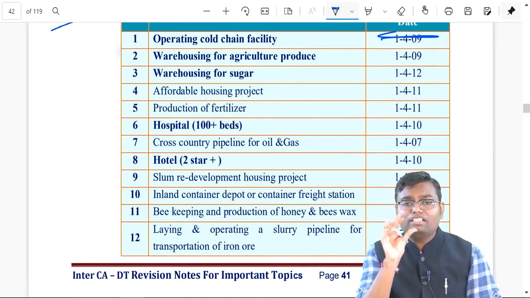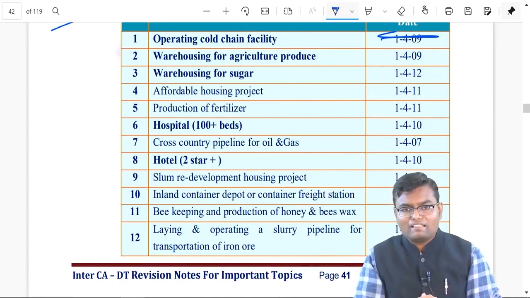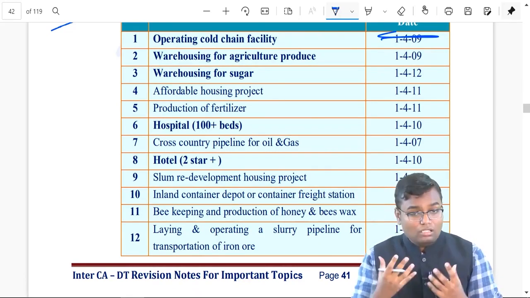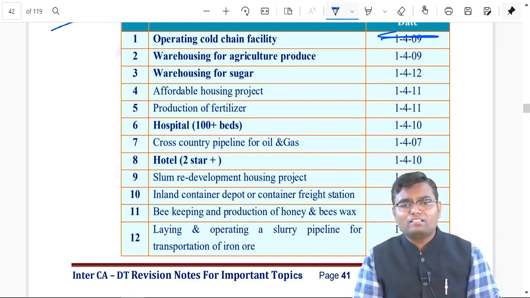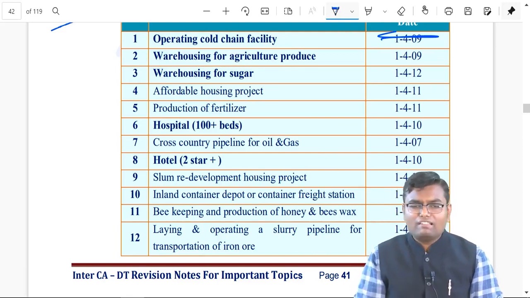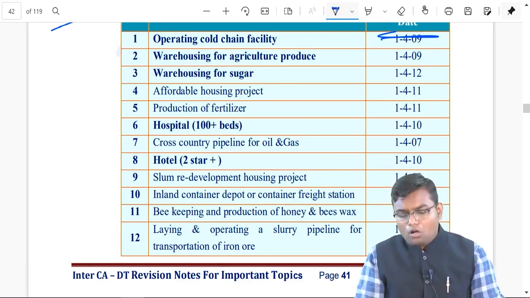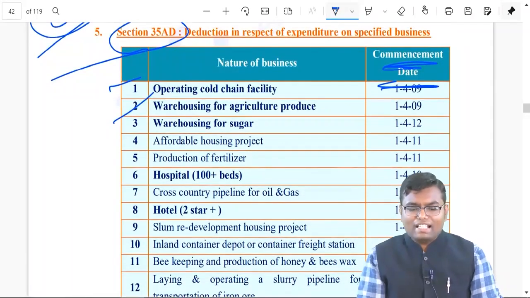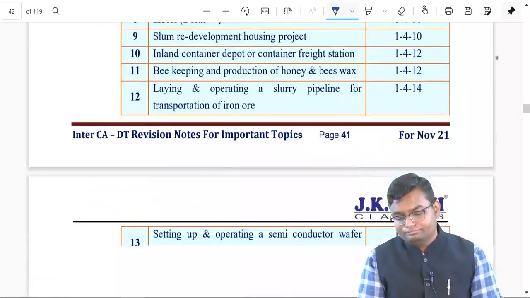What is given in bold is important for the exam: operating a cold chain facility, warehousing of agricultural produce, warehousing of sugar produce, a hospital having 100+ beds, most required in today's era, a hotel having a 2-star plus rating. All these kinds of businesses are called specified businesses, for which you will get deduction under 35AD.